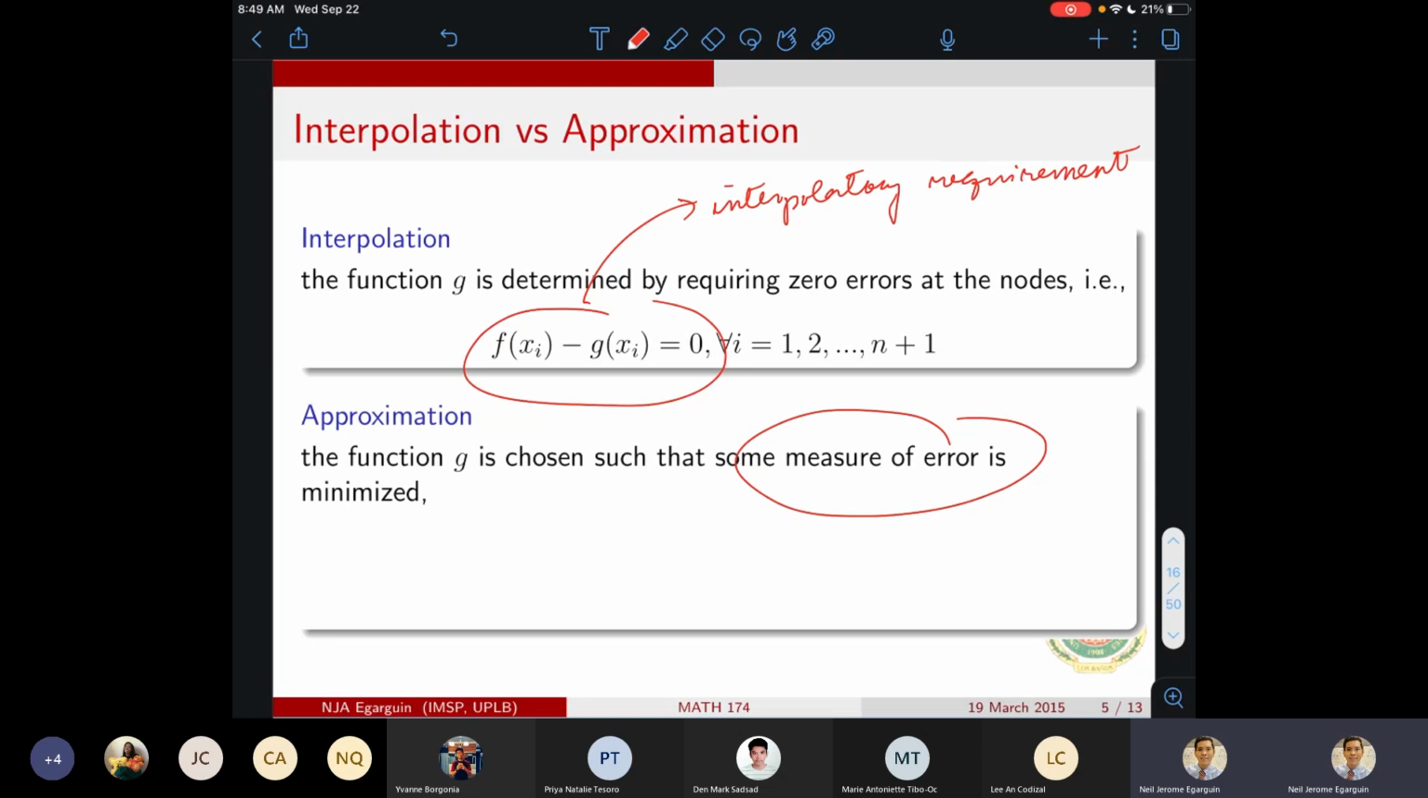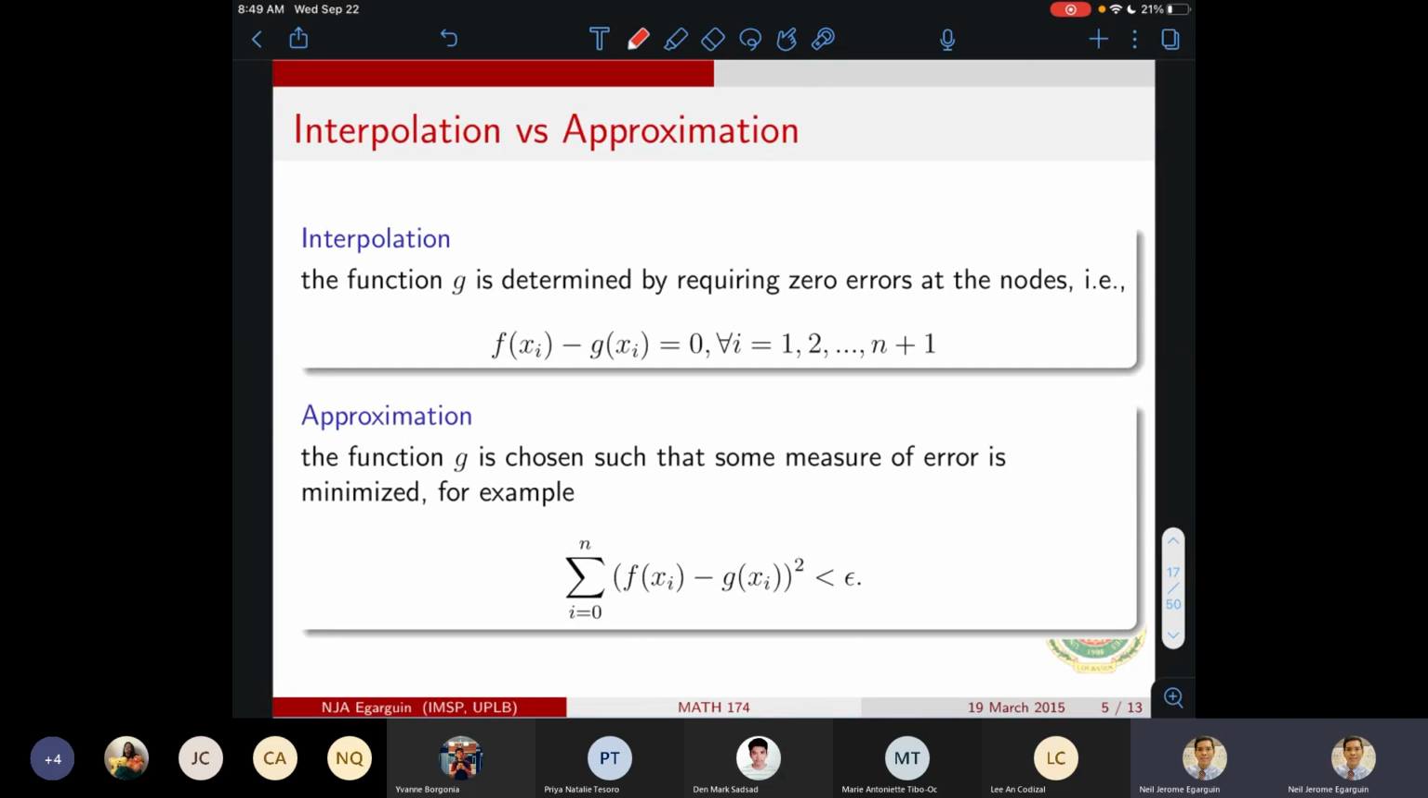So a usual measure of error that is imposed in approximation is this. I think you are familiar with this, or you have seen this before. This is the least squares error, right? You take the errors, square them up, then sum them. And we want this to be minimized or to be within some small threshold epsilon. So ito yung ginagamit sa least squares approximation. Gusto natin maliit yung errors ng f of xi minus g of xi. Pero we don't necessarily impose the errors to be 0 at the given exabytes.